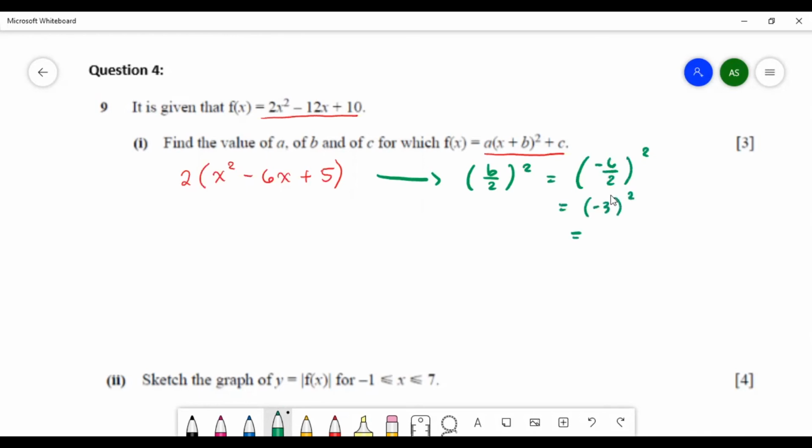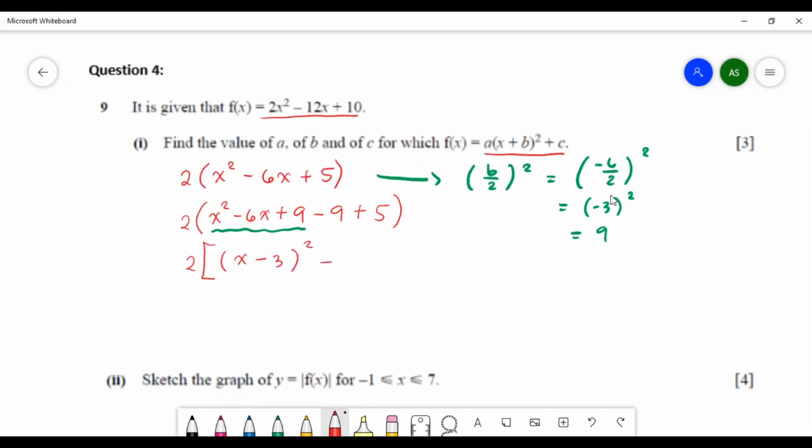So in the end, it's a positive 9. So that's what we are going to add. That will give us x squared minus 6x plus 9. Whatever we added, we must also subtract to balance the whole equation. And take note that the first 3 terms can be written as a square of a factor. So that will become x minus 3 squared minus 4. So finally, our answer will be 2 bracket x minus 3 squared.